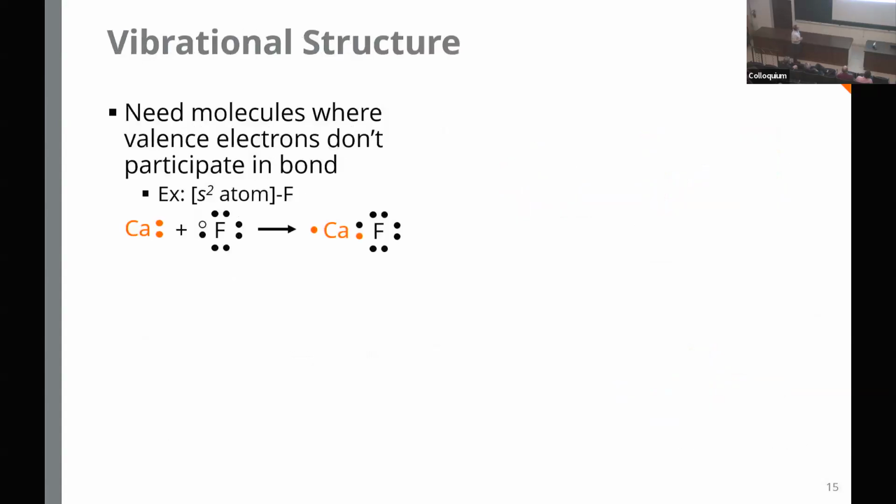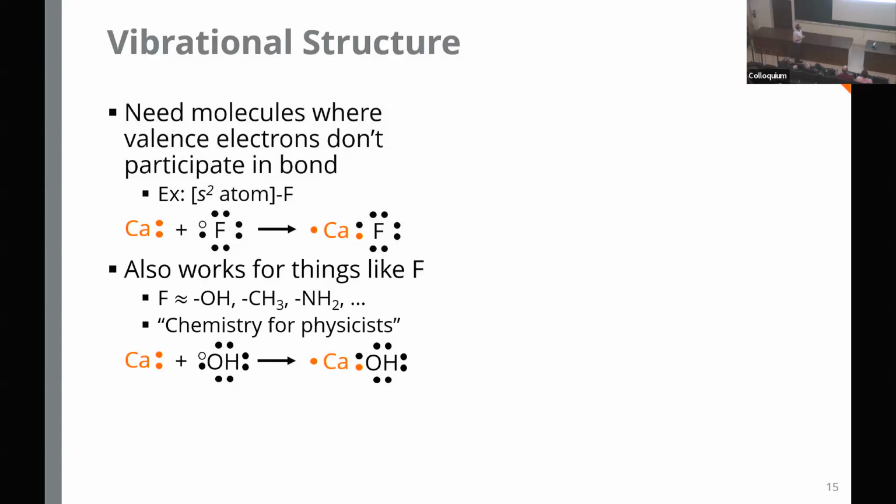The types of species where this is manageable is molecules where the valence electrons don't participate in the chemical bond. So an example would be an atom with two valence s electrons, like something in the second column, bonded to, for example, fluorine. Calcium fluoride is a good example of this. Calcium has two valence electrons. The fluorine takes one. It is bound very deeply, so it's basically gone. And you end up with this metal-centered calcium electron, which you can very easily excite with a laser.